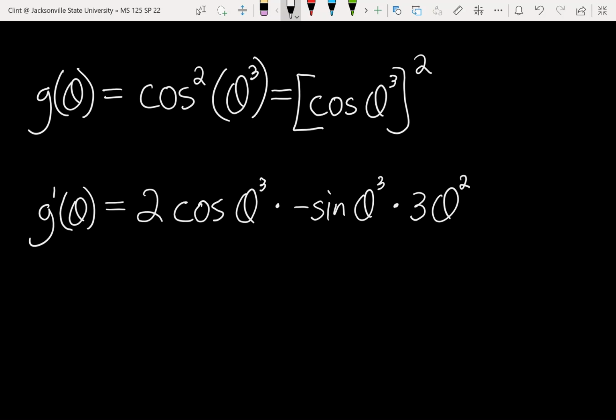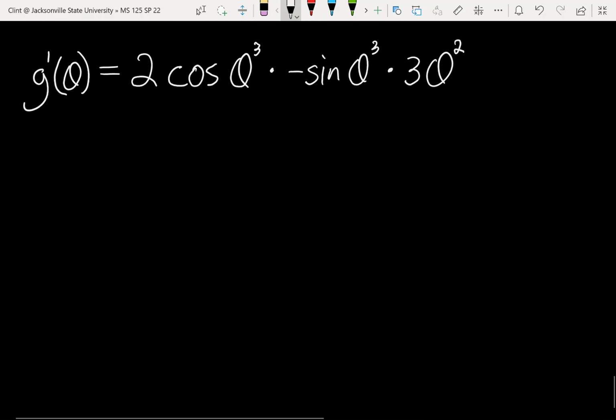Okay, and then if you think your way through the order of operations, if we were trying to plug in some number, first we would have to cube it. Then we would take the cosine of our answer, and then we would take that answer and square it. So think your way through trying to actually evaluate the function, it can help a lot. That's getting into pretty nasty territory though.